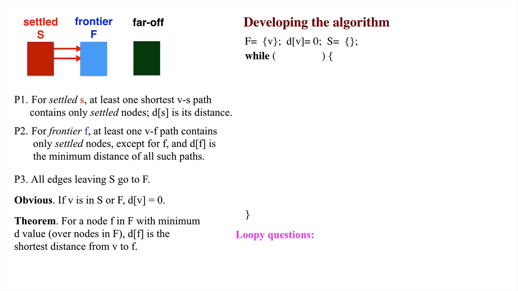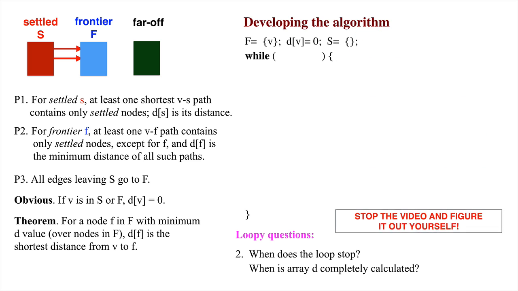We now write the loop, and the second loopy question has to do with the loop condition. When can the loop stop? That is, when do all elements of array D have their final values? Stop the video and figure this out. Then continue.